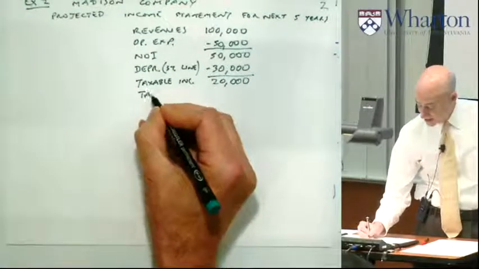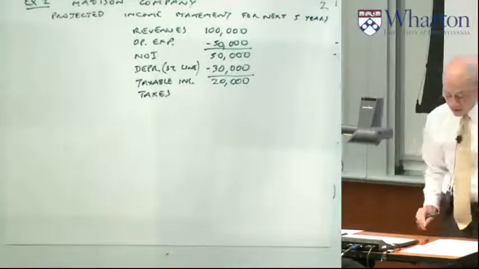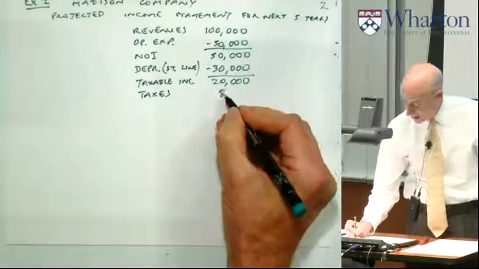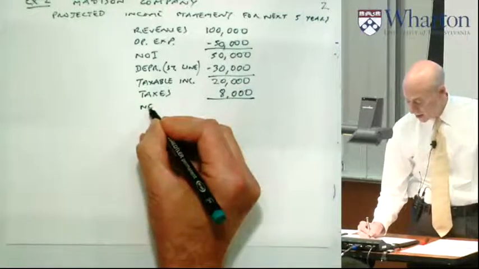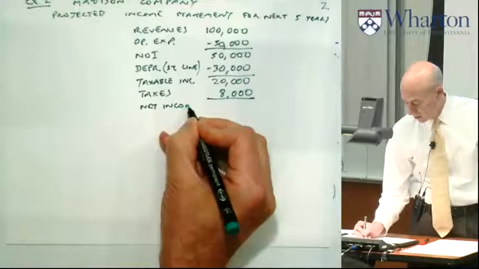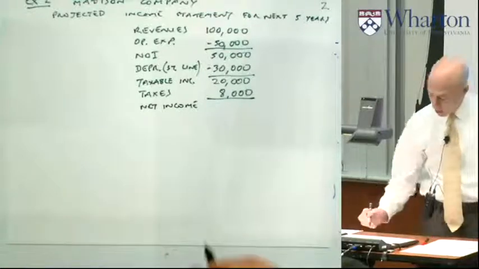The taxes that the company is expected to pay on that are 8,000, and that leaves us with a net income of 12,000.